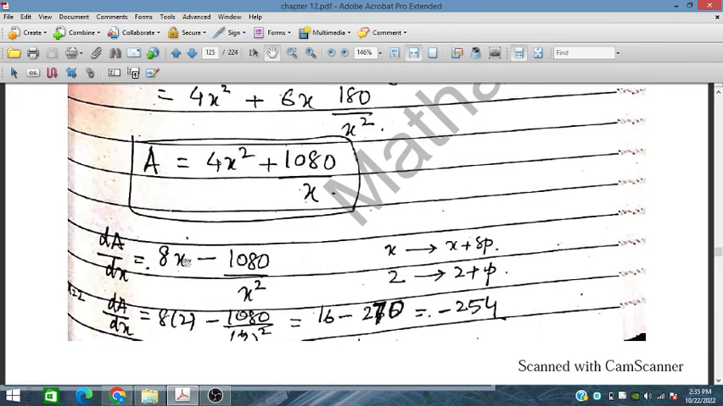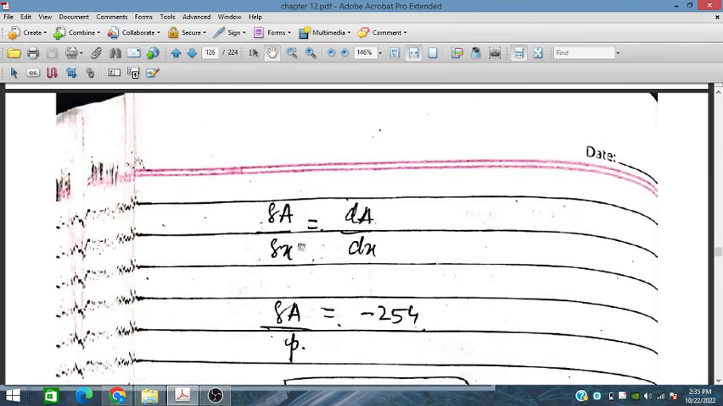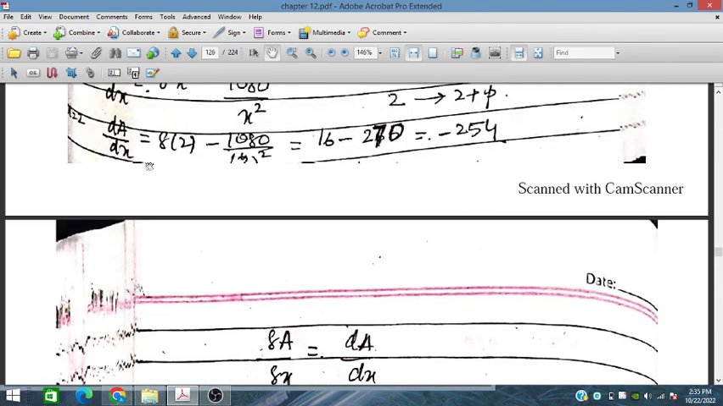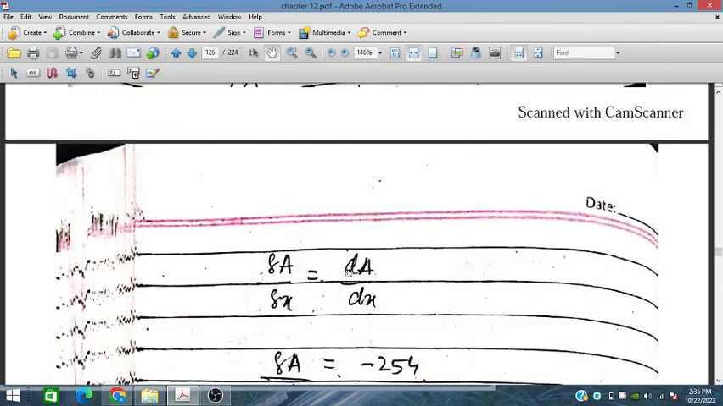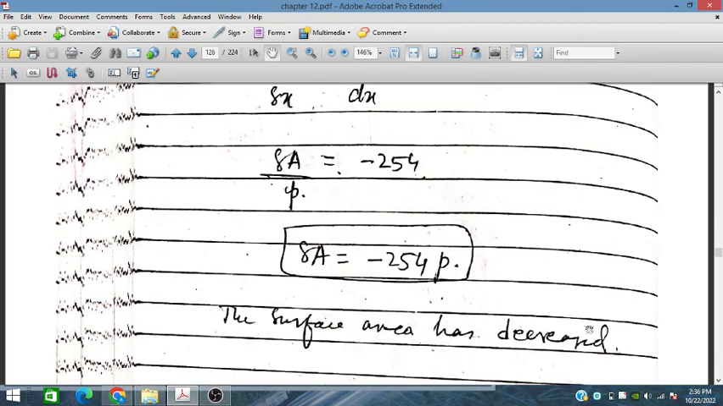In place of x we have placed 2 here, 2 square, and so we get this value. Then we can write delta A upon delta x is equal to dA by dx. Now this delta x is the small change from 2 to 2 plus p, so this is p, small p. dA by dx at x value 2 is minus 254, so we place this 254 here and multiply, and delta A is obtained as this. So this is a negative change. The surface area has decreased.